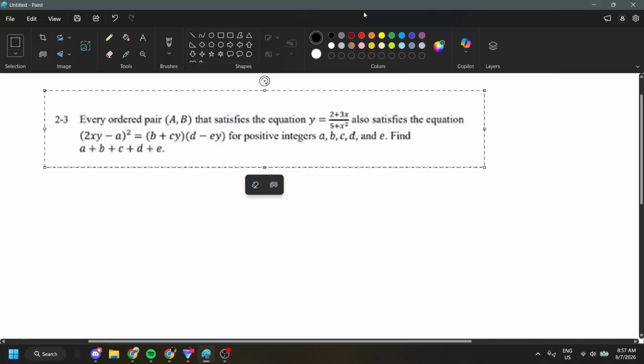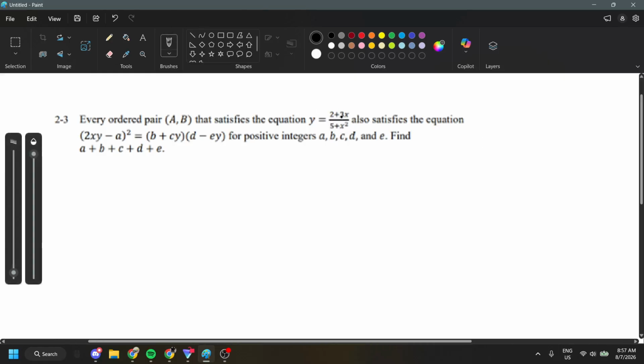Let's try this. Every ordered pair (a, b) that satisfies the equation y equals (2 plus 3x) over (5 plus x squared) also satisfies the equation this, for positive integers a, b, c, d, and e. Find the sum of a, b, c, d, and e. Okay, so what solves this?